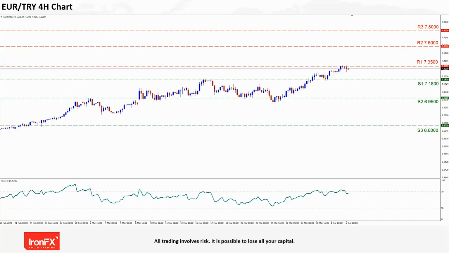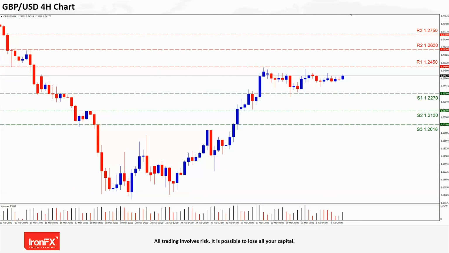Now, in a selling momentum, the possible levels downwards are initially the S1 7.18 level that was last seen on the 31st of March. Lower, we have the S2 6.95 level tested on the 26th of March, and even lower, we have the S3 6.60 line, which is also imminent. Please note the RSI indicator below our chart is currently running below the 70 level, removing somewhat the picture of an overbought market. Moving to cable, GBPUSD 4-hour chart.